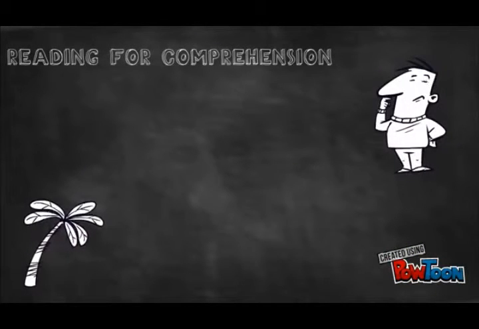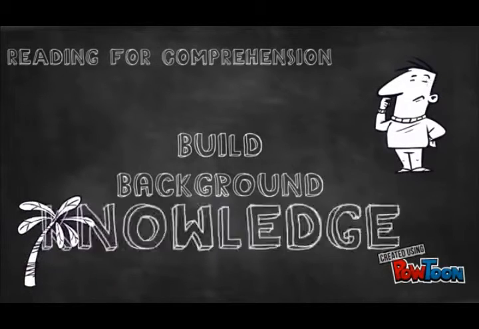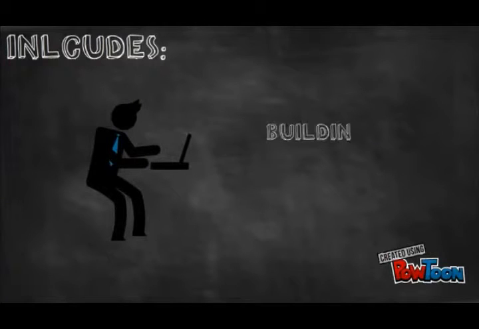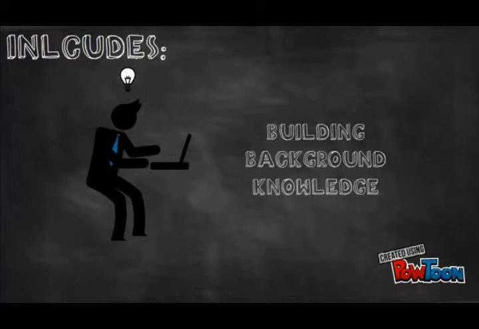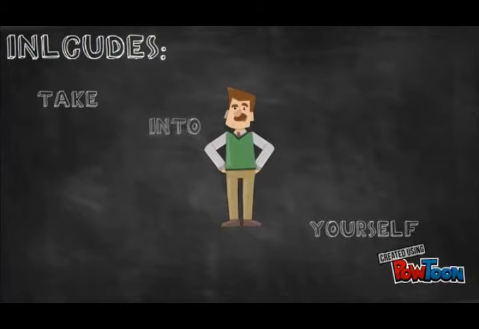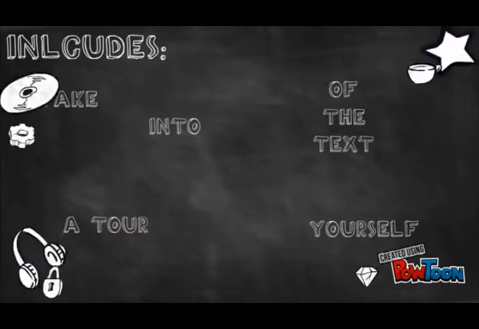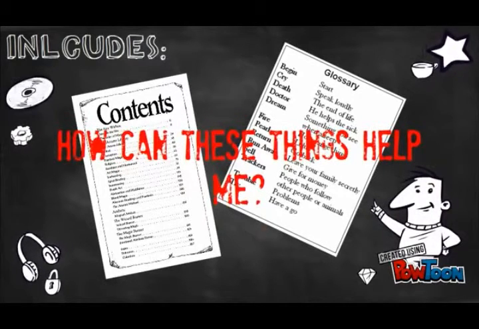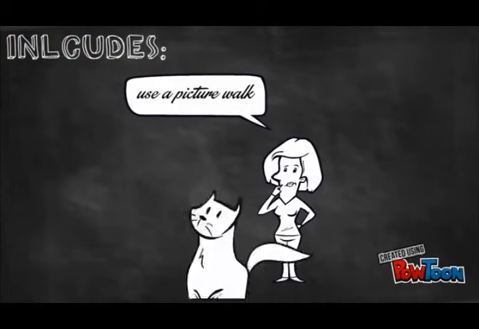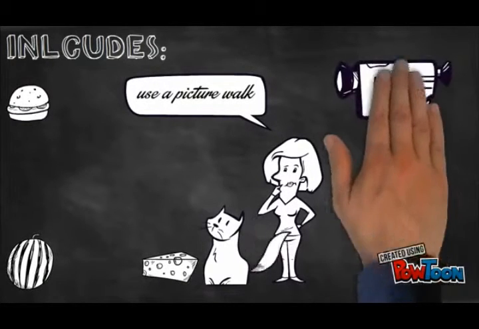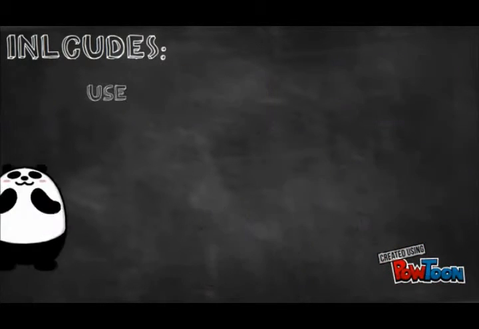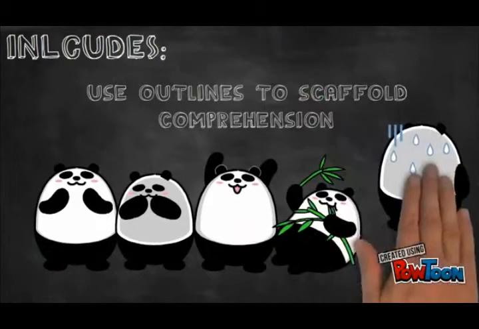The first thing that you need to do is build background knowledge. This includes drawing on your existing knowledge, building on your background knowledge, taking yourself into a tour of the text, meaning looking at the table of contents and glossary and understand how these elements can be helpful in understanding the book. Use a picture walk. Use other peripherals such as videos and photographs to understand the content. Use outlines to scaffold comprehension.